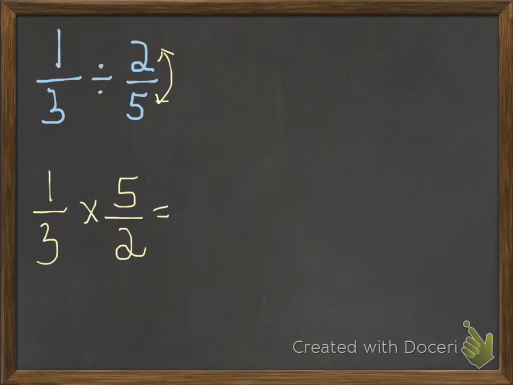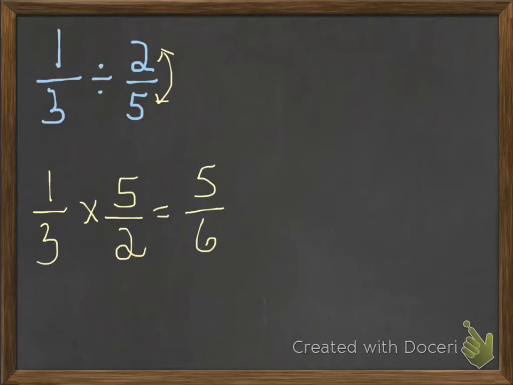And we learned about how to multiply fractions. You just multiply the numerator times numerator. 1 times 5 is 5. And denominator times denominator. 3 times 2 is 6. And if you're able to simplify it with a common factor in the numerator and denominator, you can do that, but this one is already in its most simplified form. So 5/6 is your final answer.